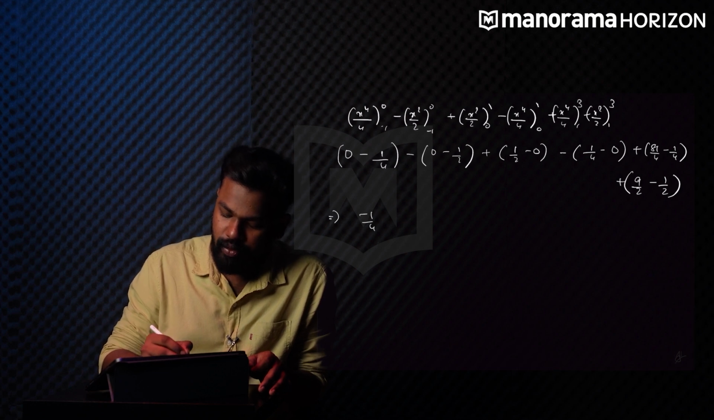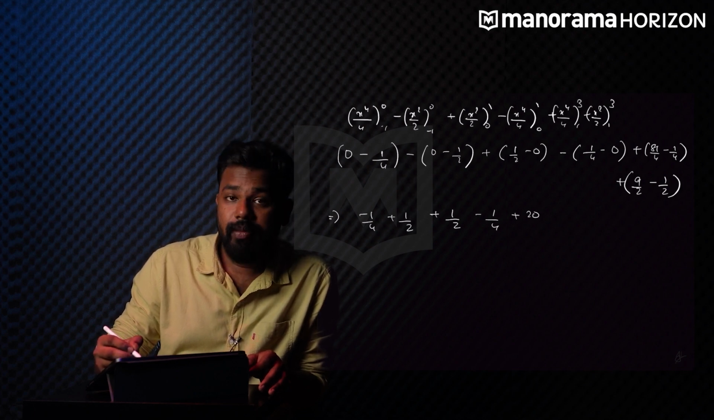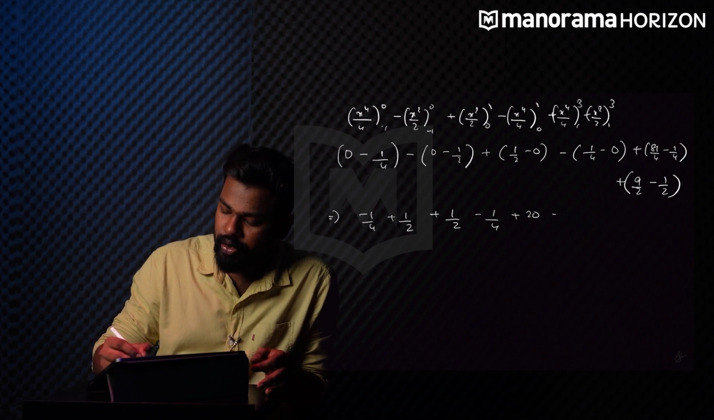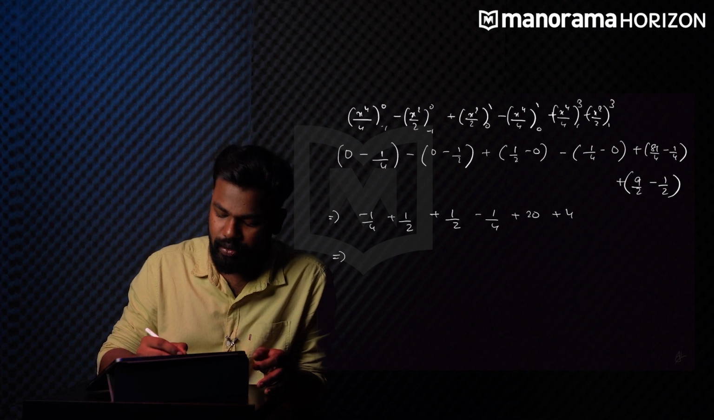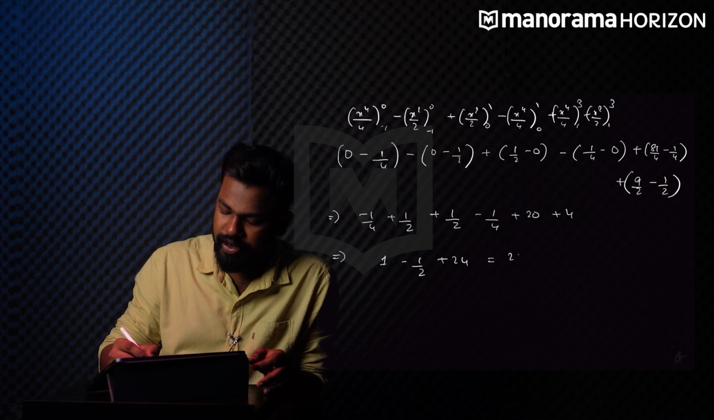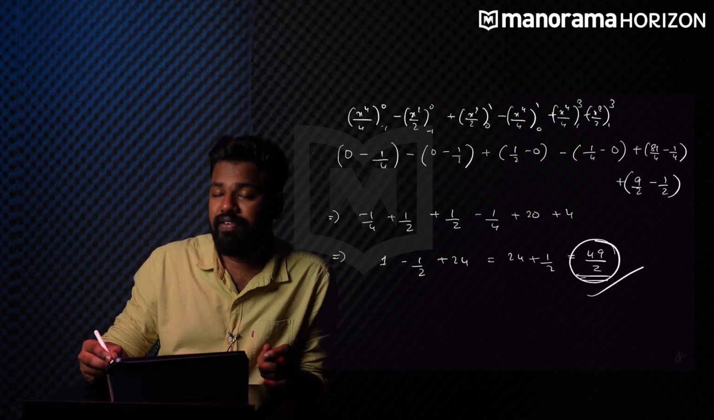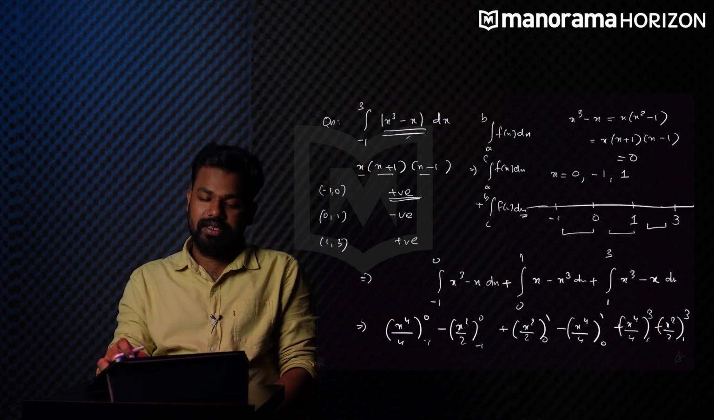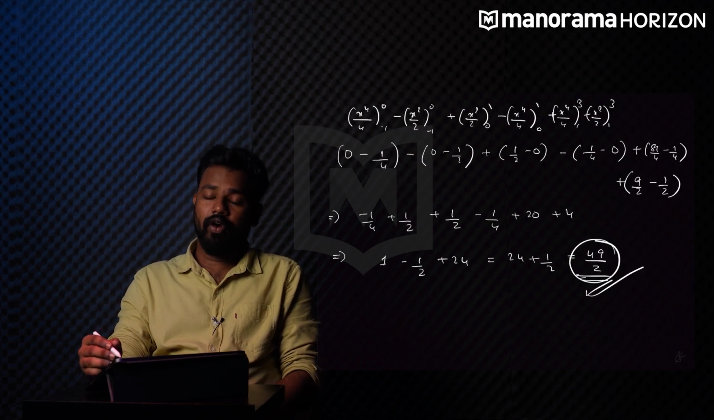So minus 1 by 4 plus 1 by 2 plus 1 by 2 minus 1 by 4 plus 80 by 4, that is 20. 9 by 2 minus 1 by 2 is how much? It is 8 by 2, or plus 4. So I can write it as minus 1 by 4 and minus 1 by 4 is minus 1 by 2. 1 by 2 plus 1 by 2 is 1. 1 minus 1 by 2 plus 24. That is 24 plus 1 by 2. So it is nothing but 49 by 2. So this gives us the final answer for the question: the integral from -1 to 3 of x cube minus x is 49 by 2.